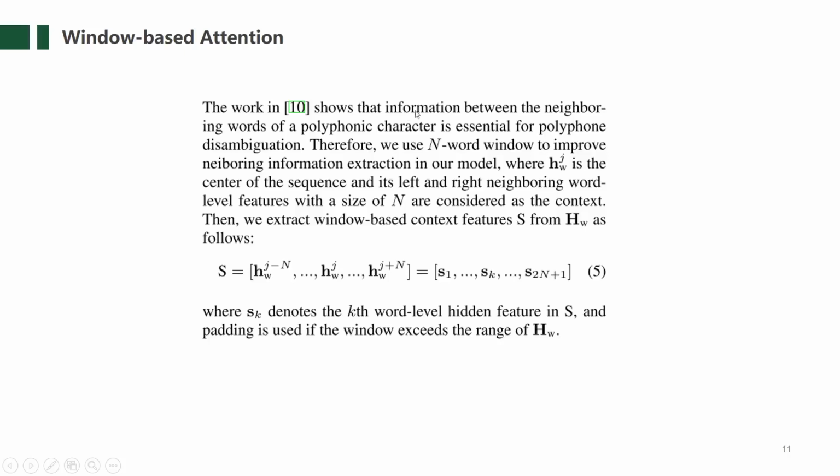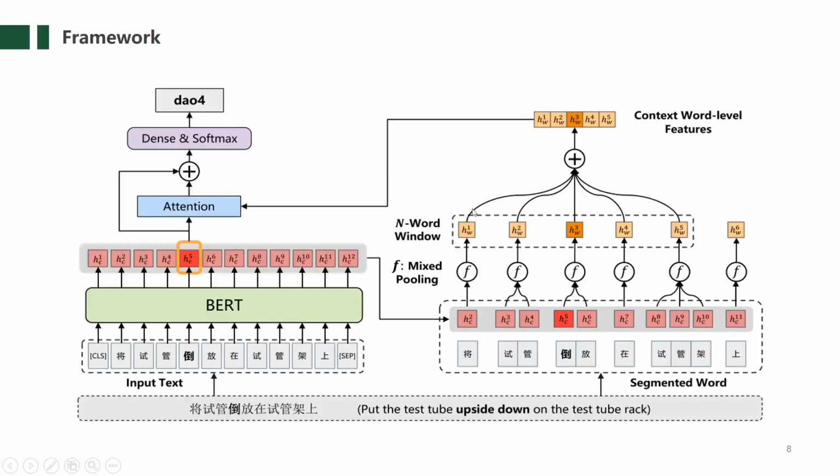Some work shows that information between neighboring words and the polyphonic character is essential for polyphone disambiguation. Therefore, we use an n-word window to improve neighboring information extraction in our model. Here H is the center of the sequence, and its left and right neighboring words' word-level features, with a set of n, are considered as the context. Then we introduce the window-based context feature from big H as follows. This is the n-word window, this hidden feature is the center feature, and the left and right are context.